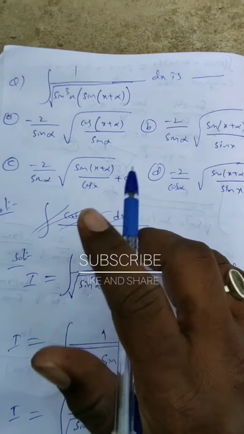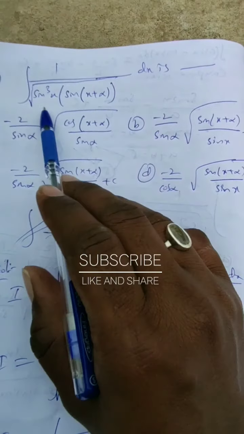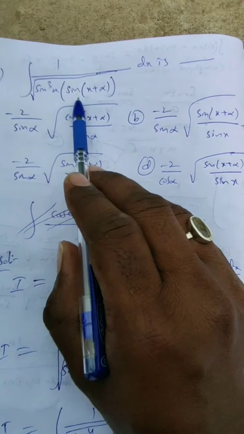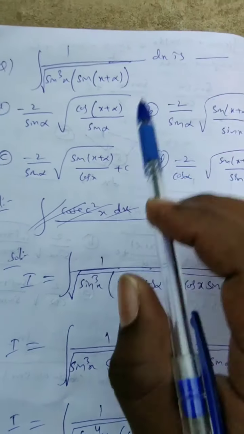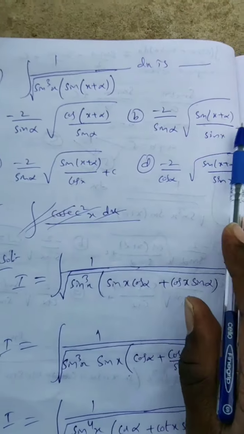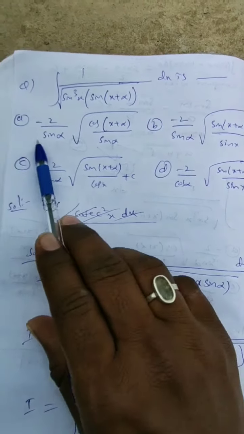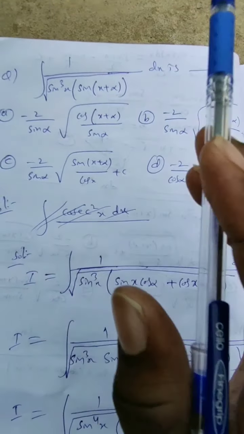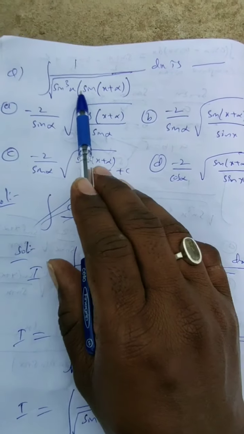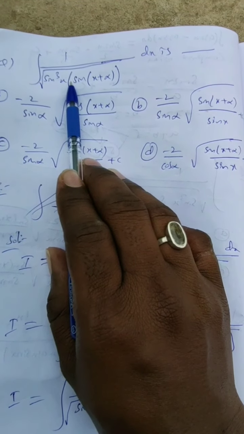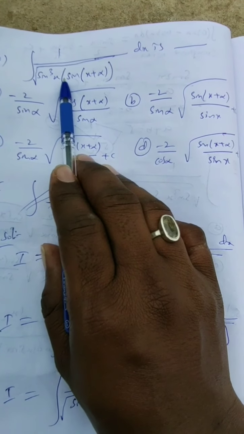My dear students, let us discuss this question. Integration of 1 upon under root of sine cube x into sine x plus alpha dx is equal to dash. Options are given here, but I don't want to read them right now, it's a waste of time. I'll proceed directly to the answer, and at the end we will see which option is correct.